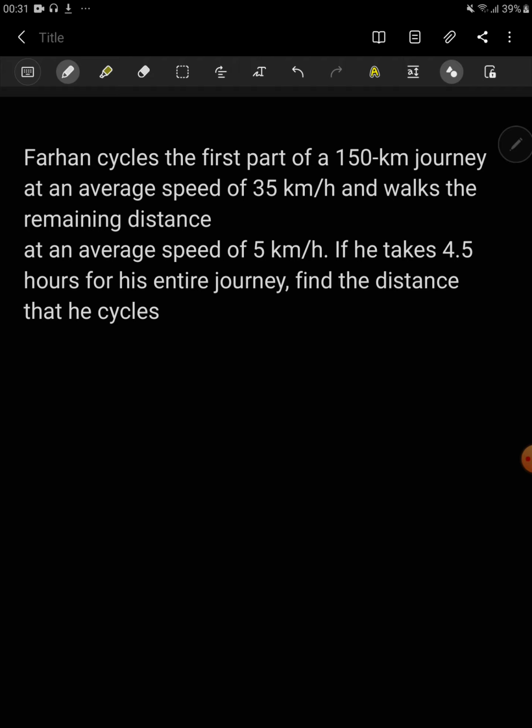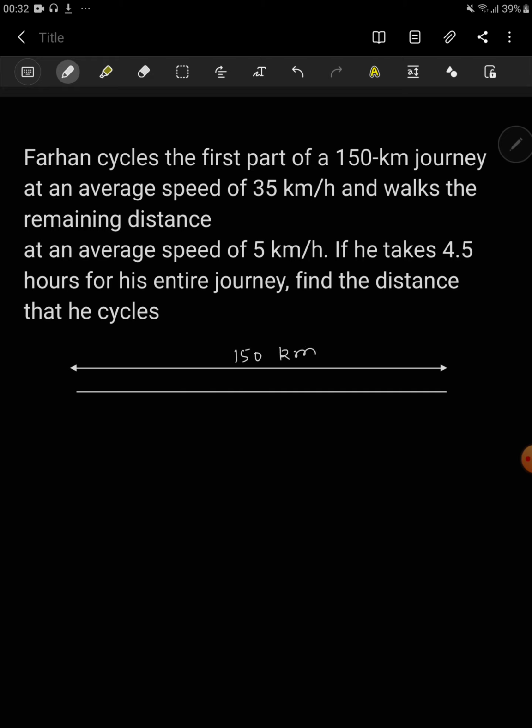So for such questions, the trick is we first draw a line graph. Once the line graph is ready with us, we mark the distance. This distance is actually 150. It's given in the question. So we'll write here 150 kilometers.